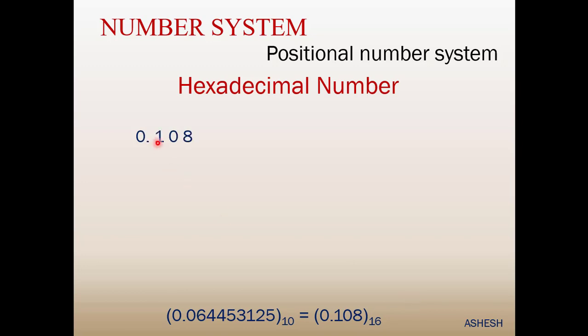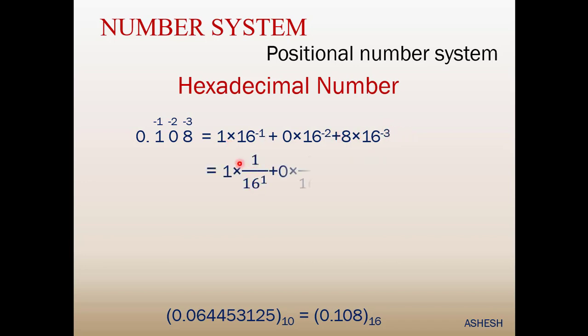Our fractional hexadecimal number, we will convert that hexadecimal number to decimal number. To convert hexadecimal to decimal number, we have to imagine -1, -2, -3 above those numbers. 1 into 16 to the power -1 plus 0 into 16 to the power -2 plus 8 into 16 to the power -3. So 1 into 1 by 16 plus 0 into 1 by 16 square plus 8 into 1 by 16 cube.